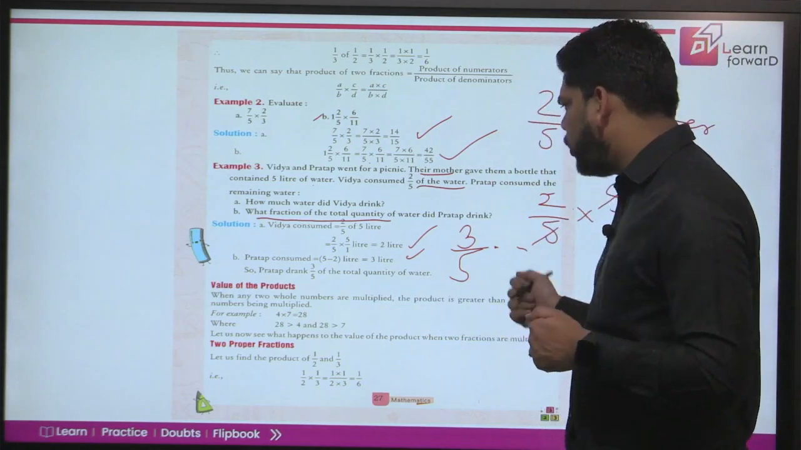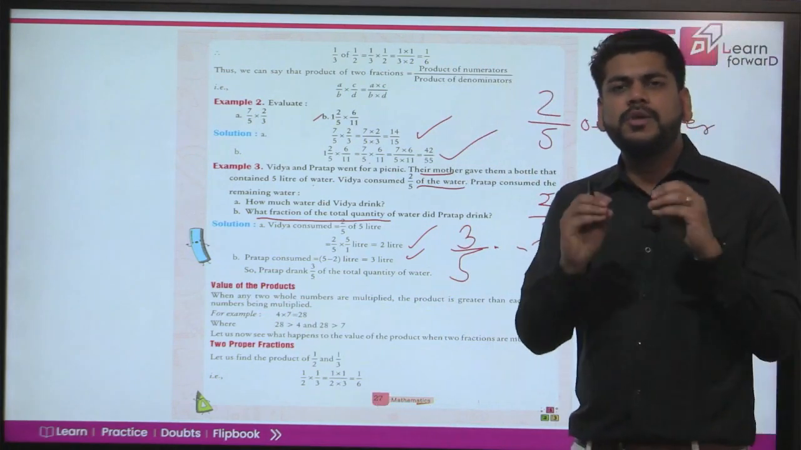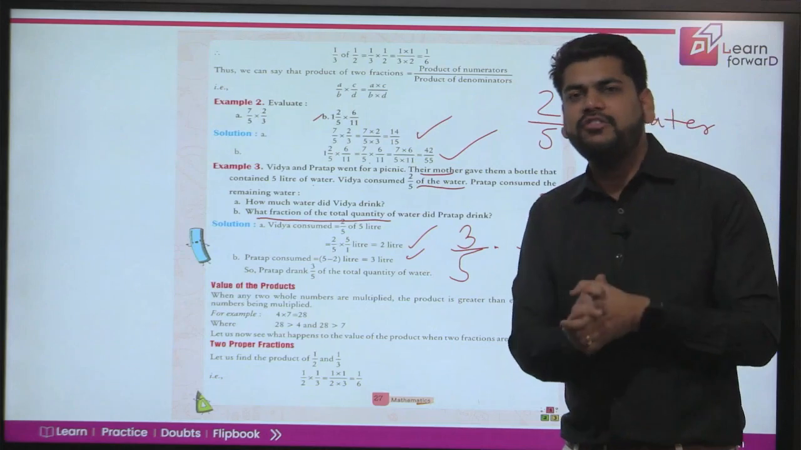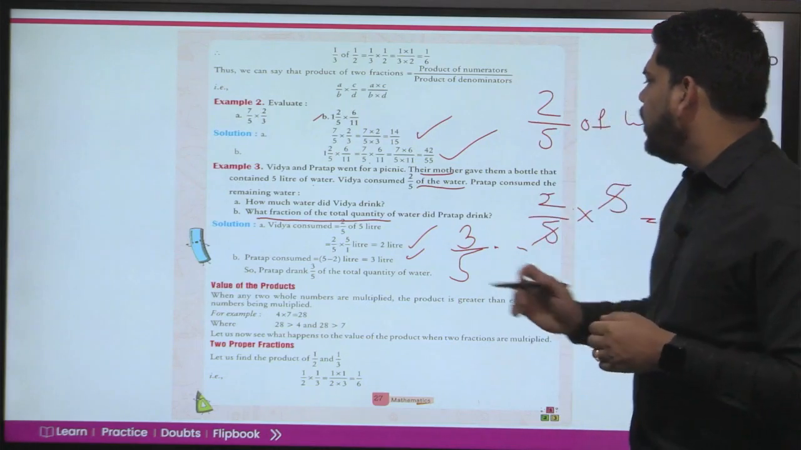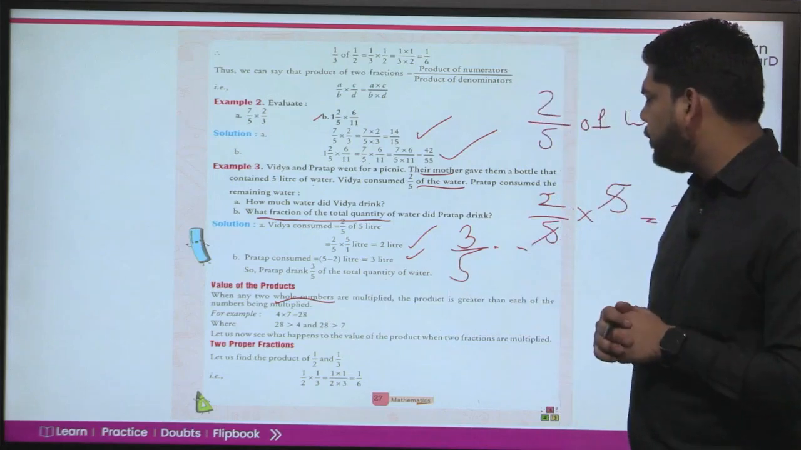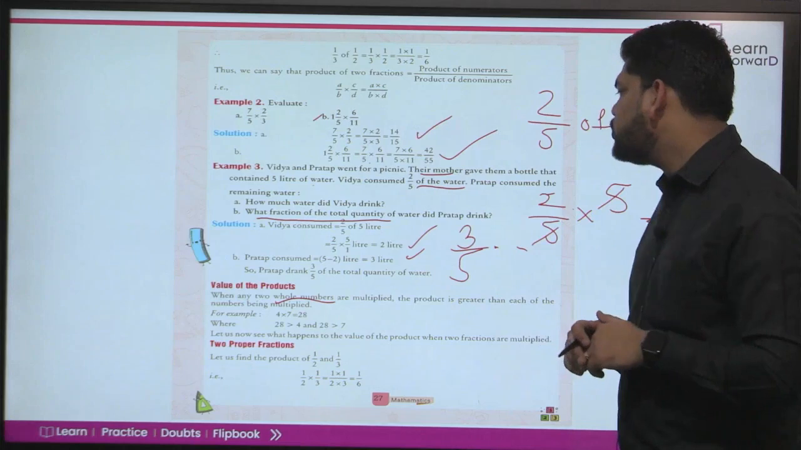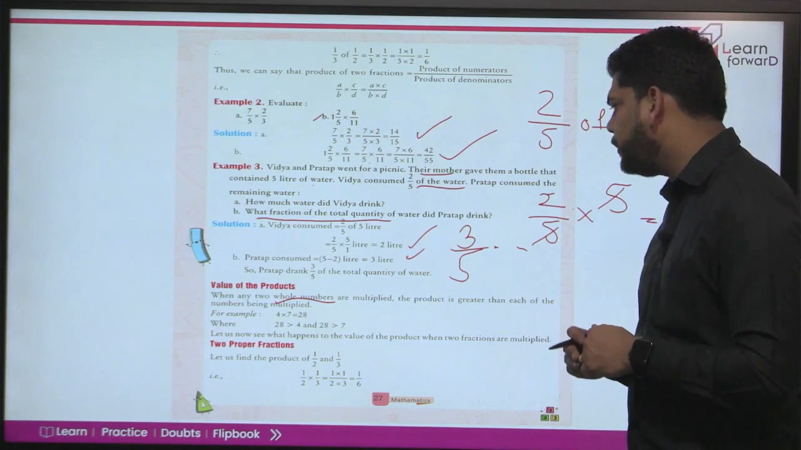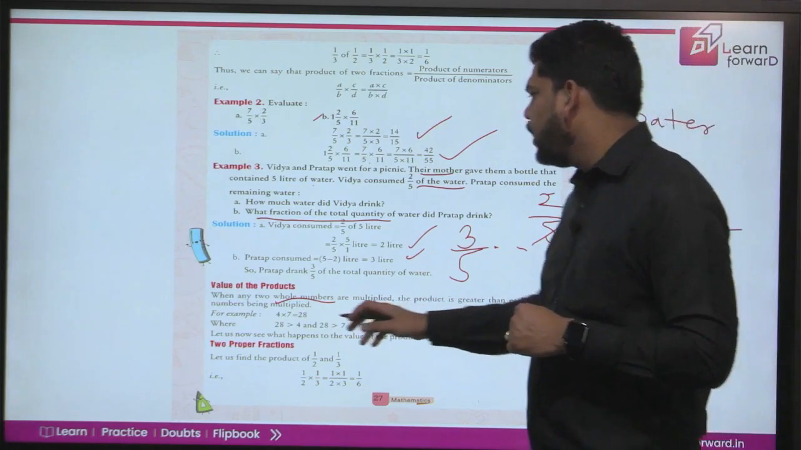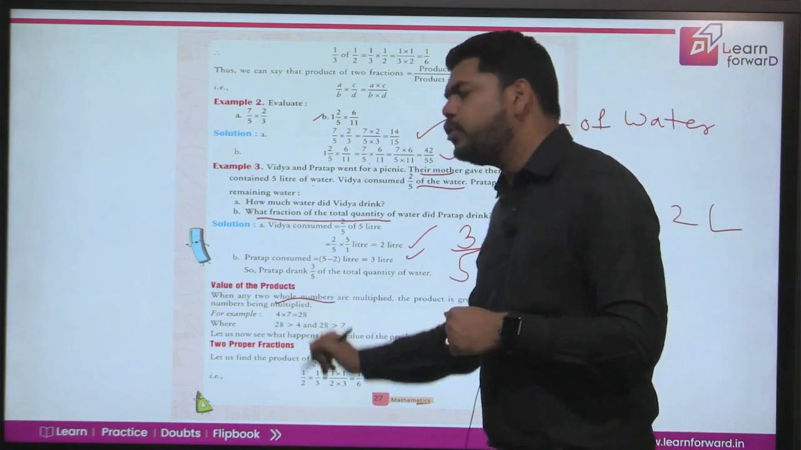Value of the product. Now we will be learning about some small properties of multiplication of fractions. When any two whole numbers are multiplied, the product is always greater than each of the numbers being multiplied. 4 sevens are 28. Instead of whole number, it should be natural number.